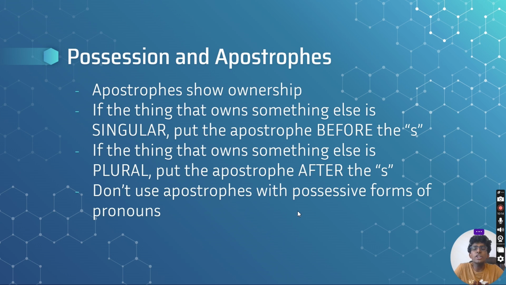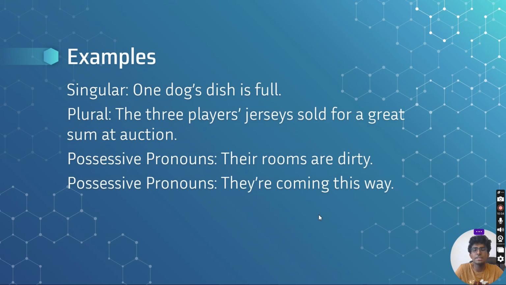All right, possession and apostrophes. So apostrophes show ownership. If the thing that owns something else is singular, you want to put an apostrophe before the S. If it's plural, you're putting the apostrophe after the S. And you don't want to use it with possessive forms of pronouns like THEIR. We're going to go over an example if it is a little confusing.